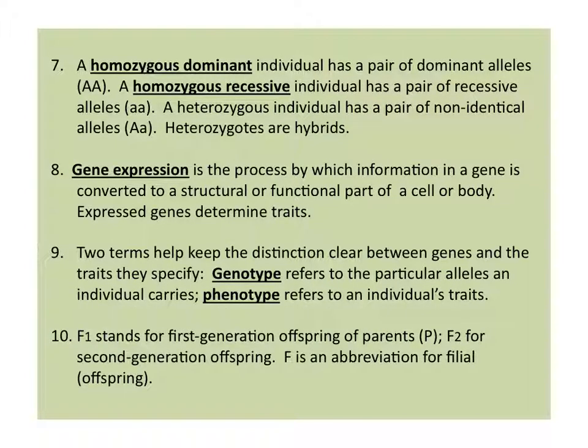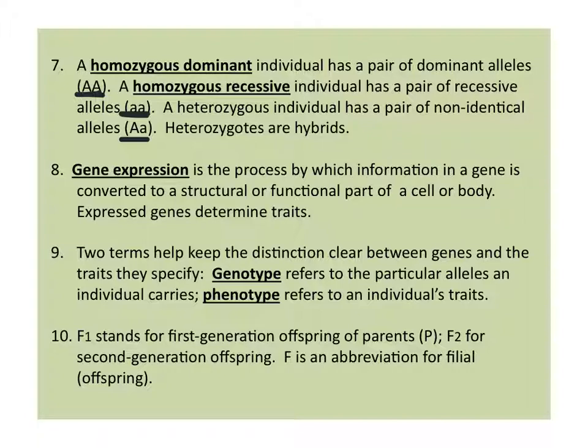There's even more! A homozygous dominant individual has a pair of dominant alleles, such as shown by two capital letters. A homozygous recessive would be the two lowercase letters. Heterozygotes, which are sometimes called hybrids, a heterozygous individual would be shown by one capital and one lowercase.